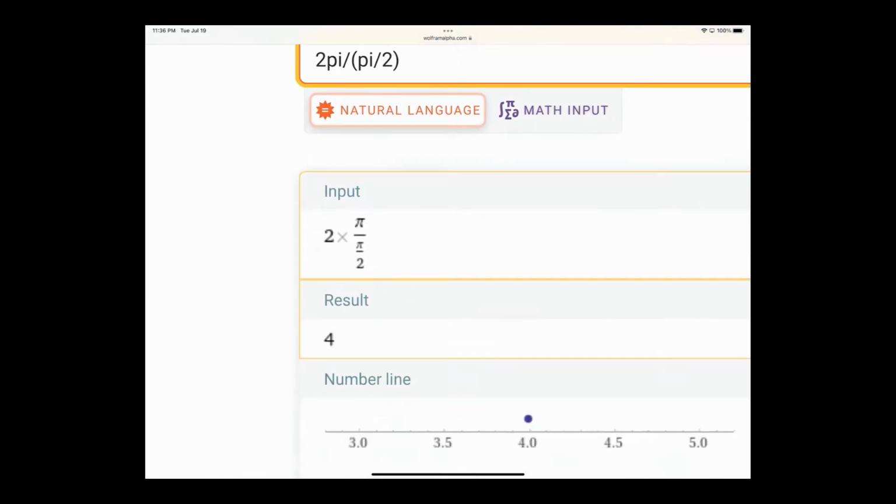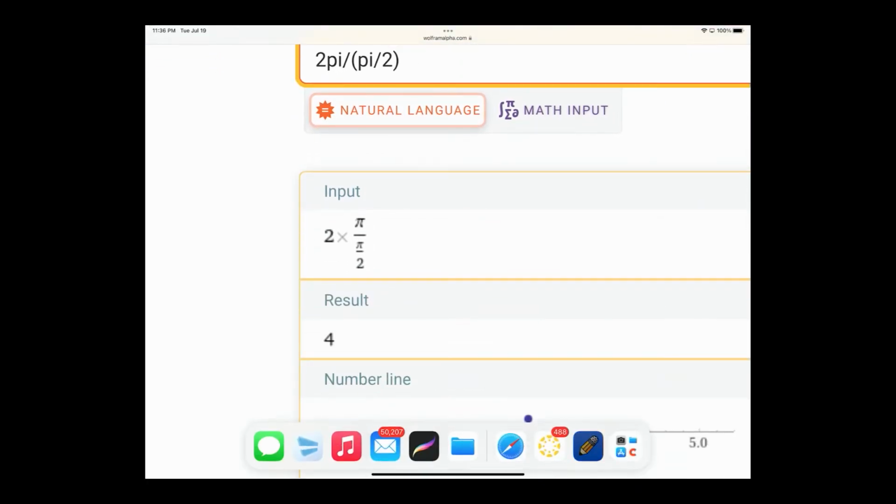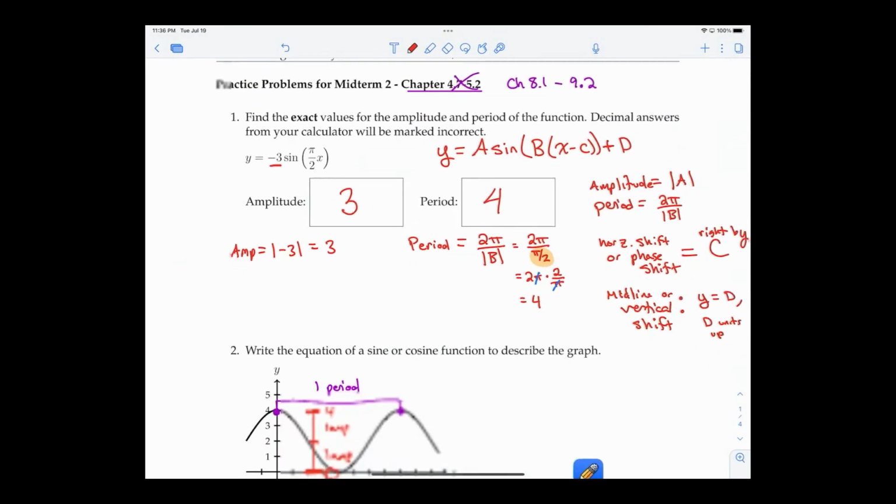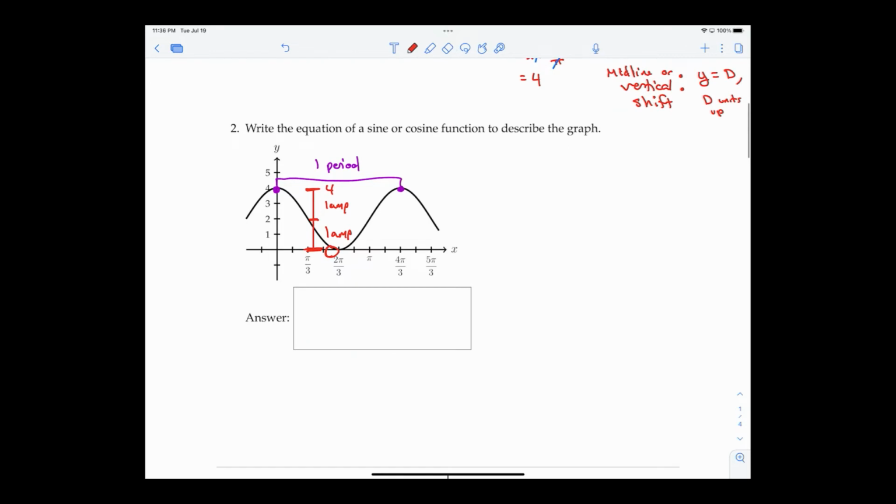And the result is 4. So, feel free to use a computer if you need to. Okay. So now we need to write the equation of a sine or cosine function to describe this graph.